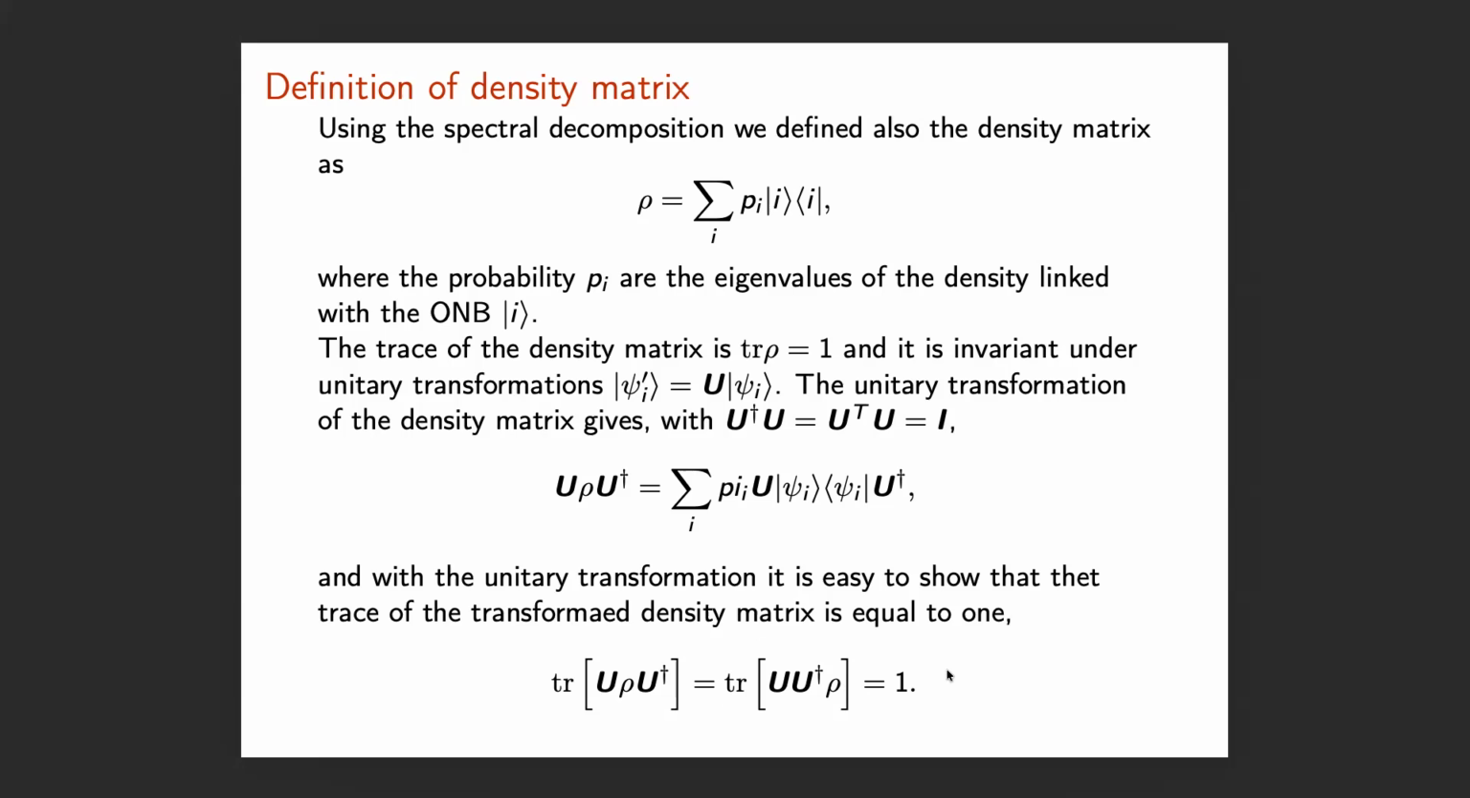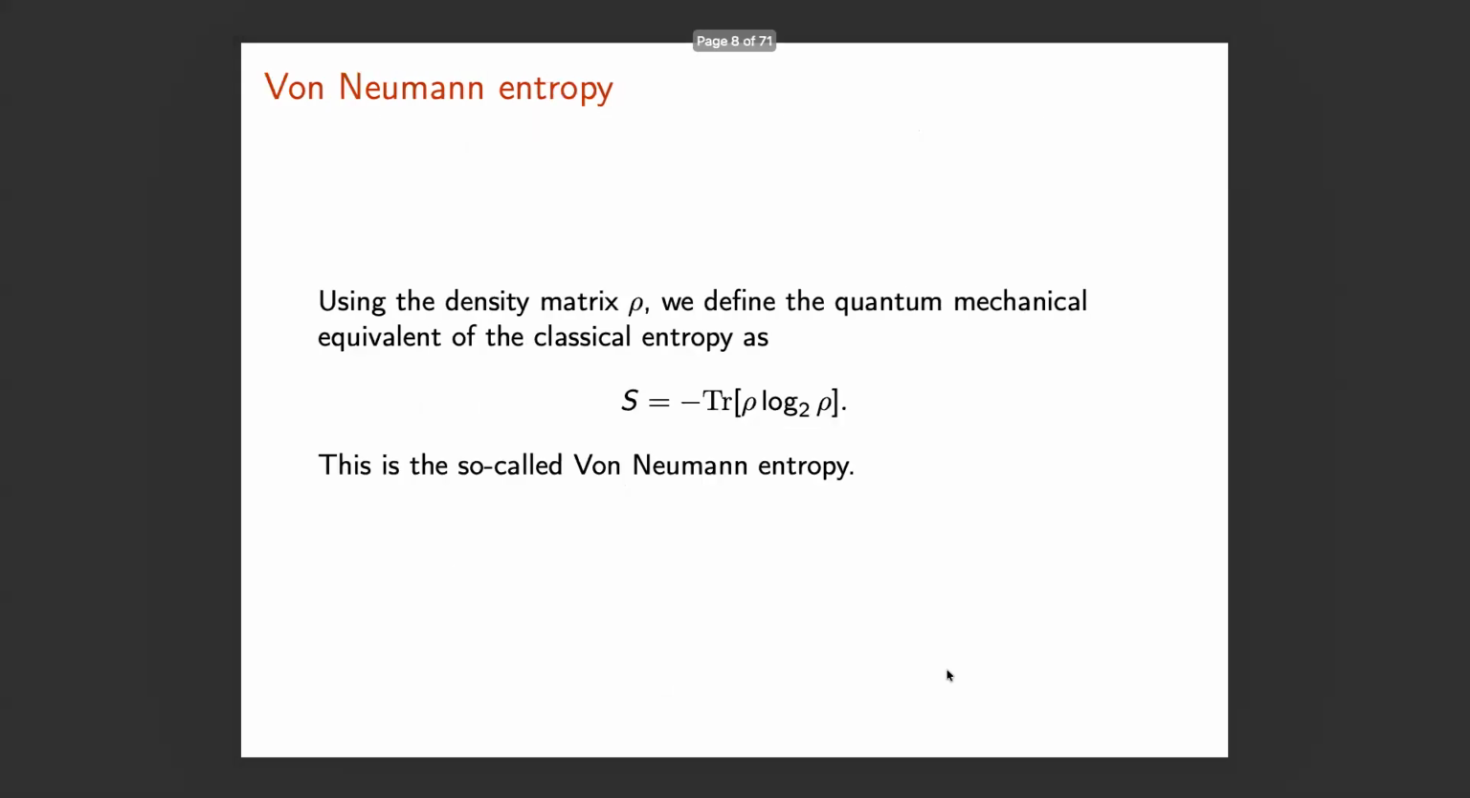So this trace actually sums to 1 here. Okay. And then another quantity which we introduced last time is the density matrix and the von Neumann entropy. And the von Neumann entropy is the quantum mechanical analog of the classical Shannon entropy.